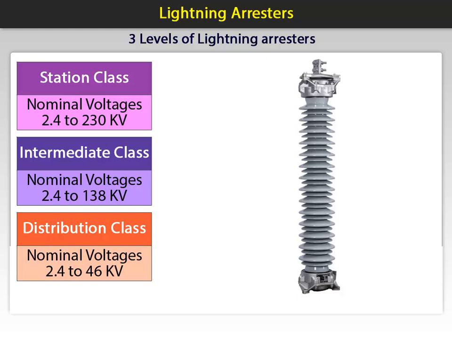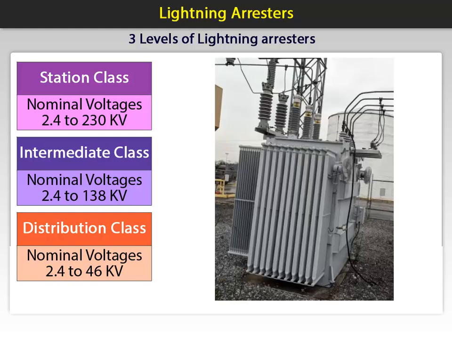As an example, let's assume this distribution substation has an incoming voltage of 34.5 kV. You could opt for station class arresters. Sometimes design engineers opt to place the arresters on the substation transformer. If that is the case, distribution arresters on the 13.8 kV secondary would be selected.